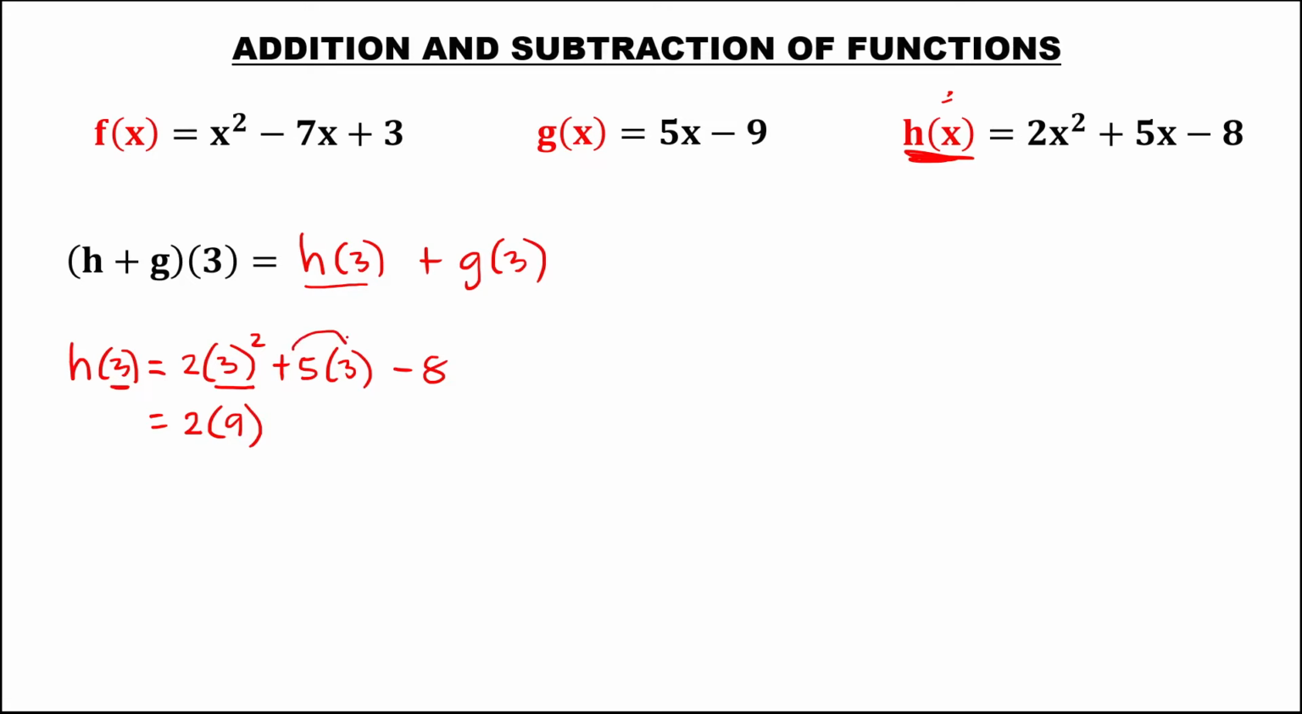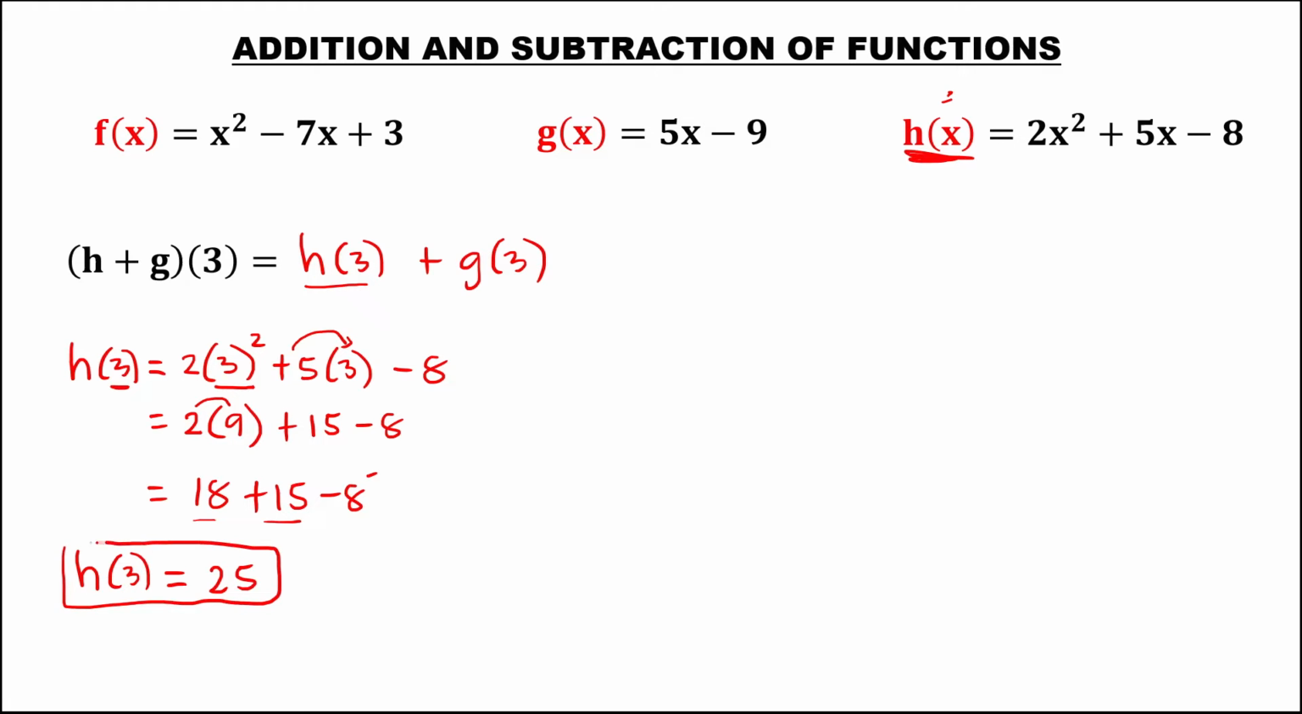And positive 5 times 3 is positive 15. Then minus 8. Then 2 times 9 is 18, plus 15 minus 8. Then to find now the value for h of 3, positive 18 plus 15 is 33. And 33 minus 8 is positive 25. So this is now the value for h of 3.